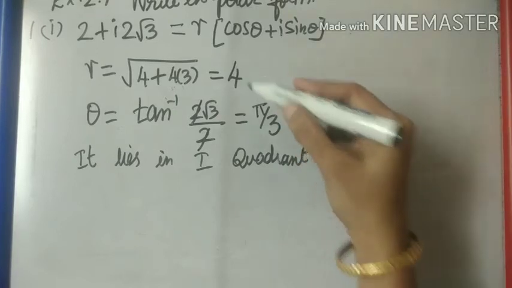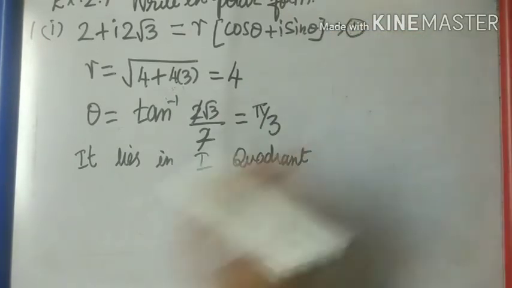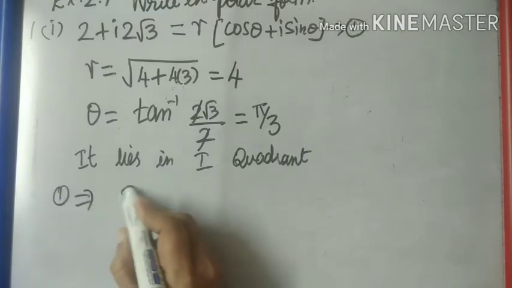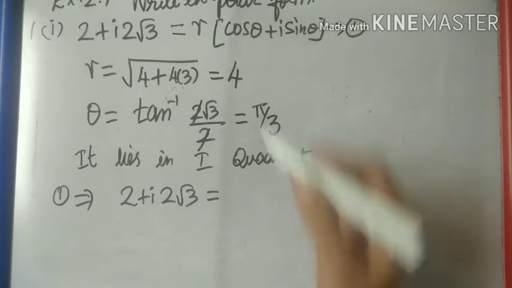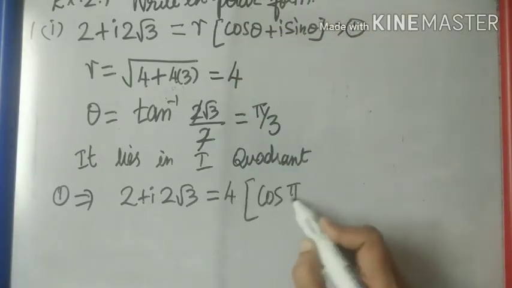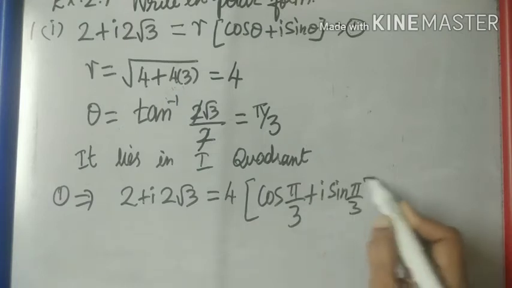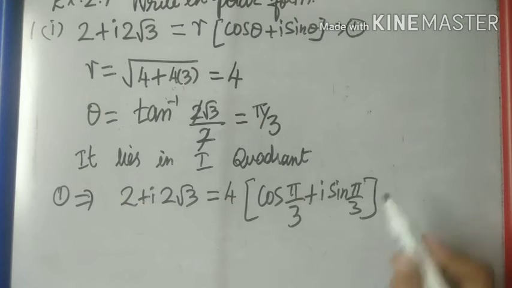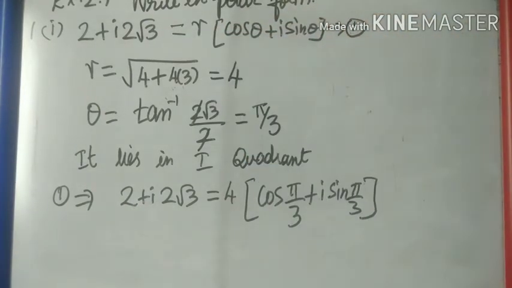So put r and theta back in the first line. So call this number 1. 1 implies 2 plus i 2 root 3 equals r is 4 cos pi by 3 plus i sin pi by 3, and that is the polar form of the given complex number.